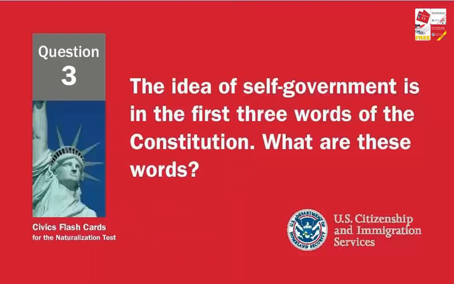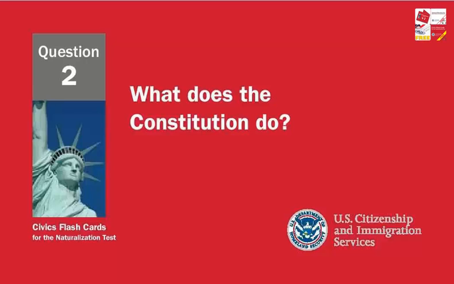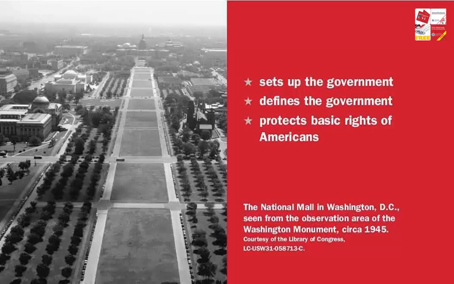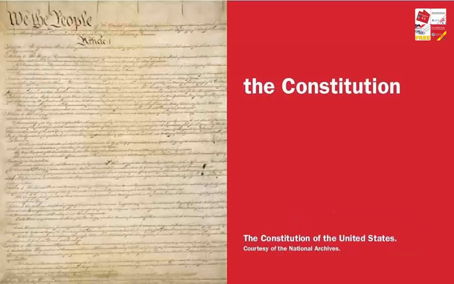The idea of self-government is in the first 3 words of the Constitution. What are these words? We the people. What does the Constitution do? Sets up the government. Defines the government. Protects basic rights of Americans. What is the supreme law of the land? The Constitution.